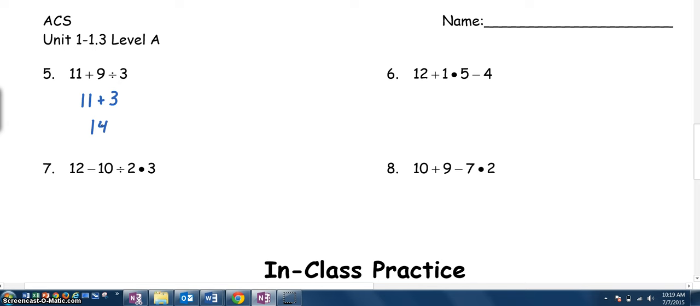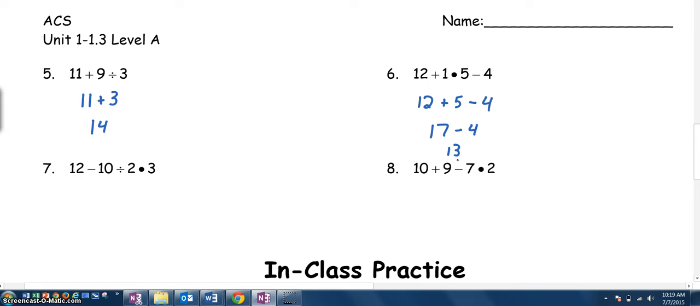Number 6, 12 plus 1 times 5 minus 4. So in this problem, my operations are addition, multiplication, and subtraction. The first step in this case then is going to be multiplication, because that's a step 3 process. So I'm going to multiply 1 times 5, so I have 12 plus 5 minus 4. Now my last 2 operations are addition and subtraction, which have the same importance, so I'm going to go from left to right. So first I'm going to do 12 plus 5, which is 17, minus 4. So last I'm going to finish the subtraction. So my final answer is 13.